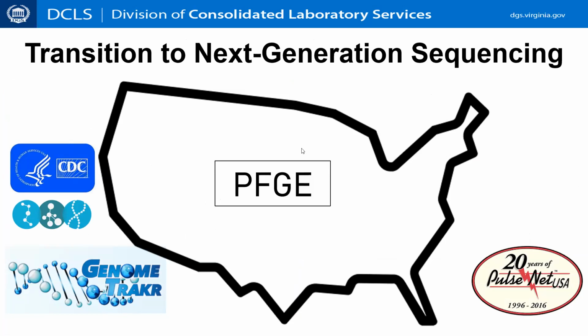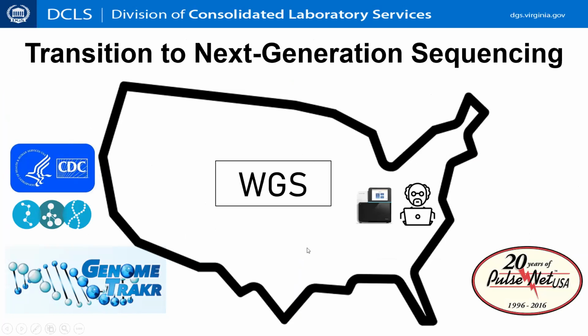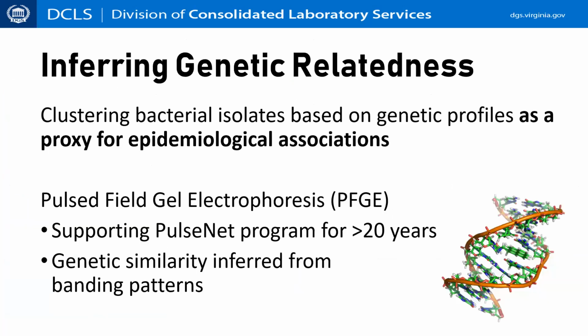Okay, so we went from PFGE to whole genome sequencing. I want to make sure that everyone has an understanding of what this transition means in terms of how it's impacting public health investigations of microbial or infectious disease pathogens. So when we were looking at the technology of pulse field gel electrophoresis, or PFGE, this was clustering bacterial isolates based on their genetic profiles. And this was always meant to be a proxy for epidemiological association. So the assumption here being that if isolates had a closely related genetic profile, then there is a higher likelihood that there's an epidemiological association between those isolates.